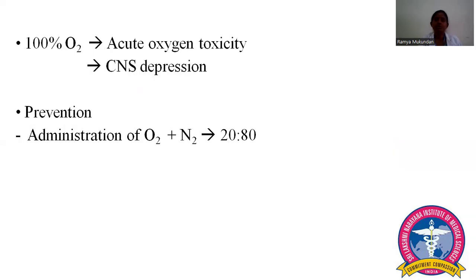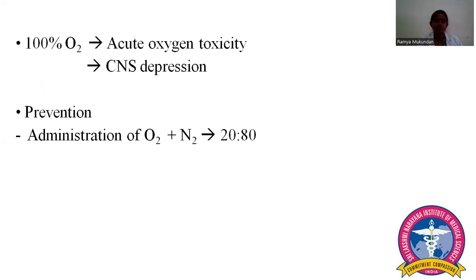So how can we prevent this? Instead of giving 100% oxygen at a high pressure, what can we do? We can combine oxygen with nitrogen, in the proportion of 20 to 80. Why do we give in this proportion, 20 and 80?